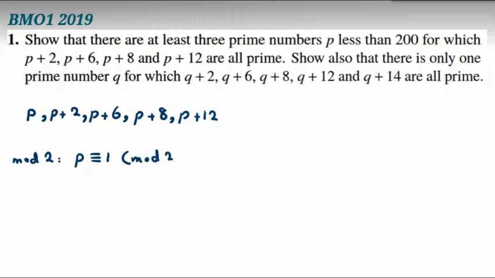If we consider mod 3, p mod 3. If it is 0, then p plus 6 will be 9. It's a contradiction. 0 will be bad.